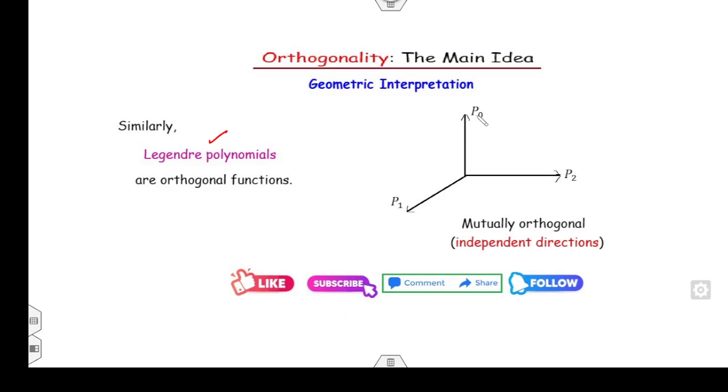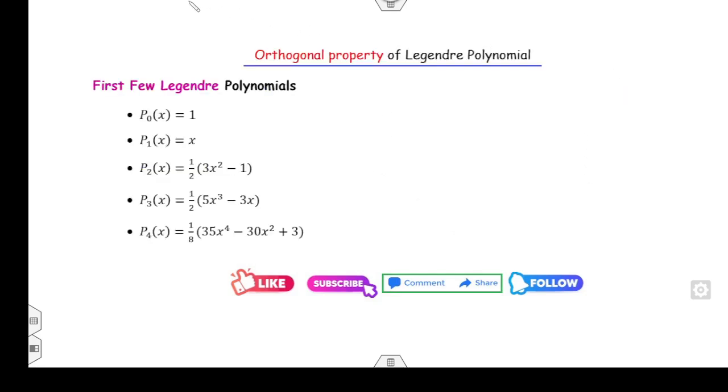That means we can consider P0, P1, P2 as mutually orthogonal. What is the meaning of mutually orthogonal? It means that if you take the integration from -1 to 1 of P0 into P1, that will be 0. Similarly, P0 into P2 will be 0 and so on. I can take a simple example first and then prove the general property.